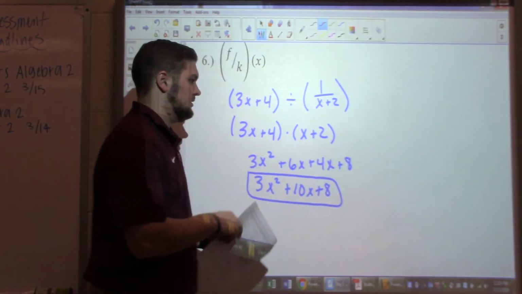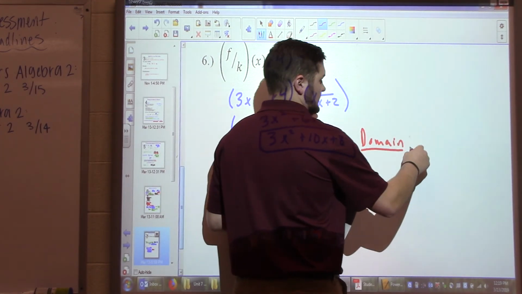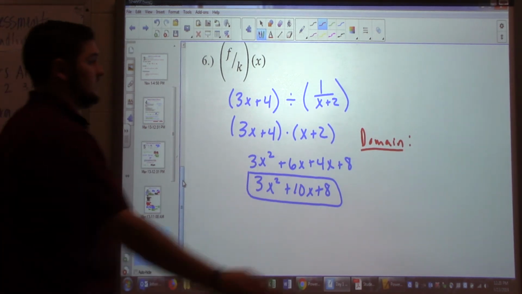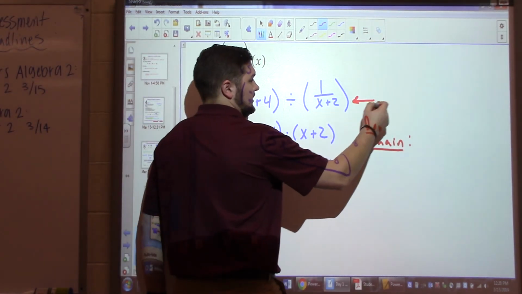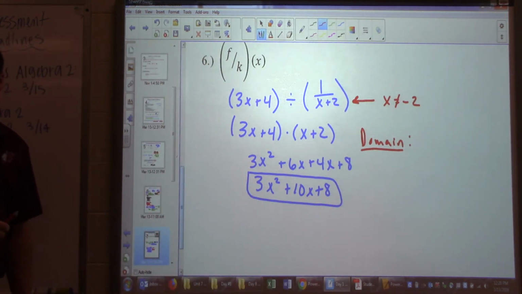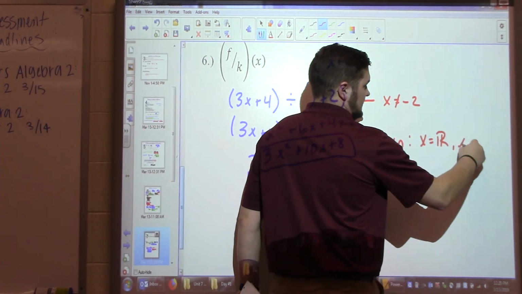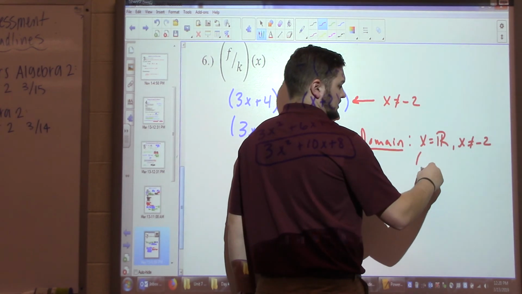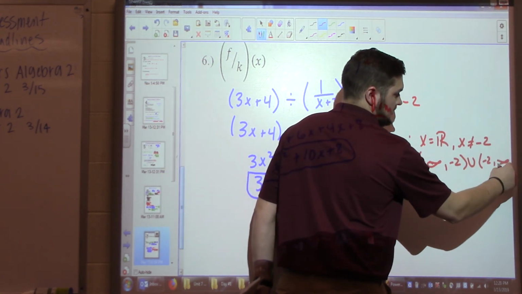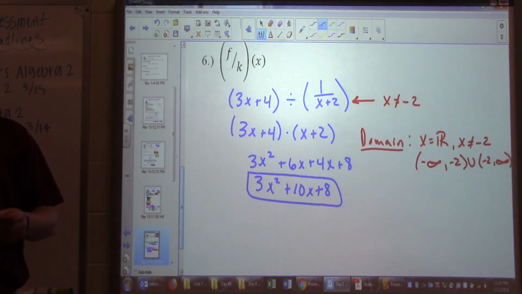Now what about domain? What do you guys say? Can't equal -2, because look, I have a denominator back here. X cannot equal -2. So we're going to get x in the real number set. Can't equal -2. So negative infinity to -2, union, -2 to infinity. Alright?